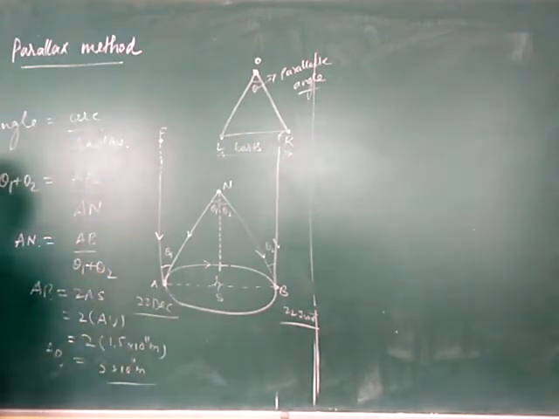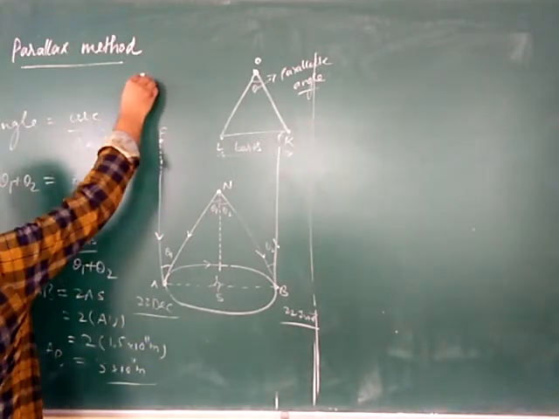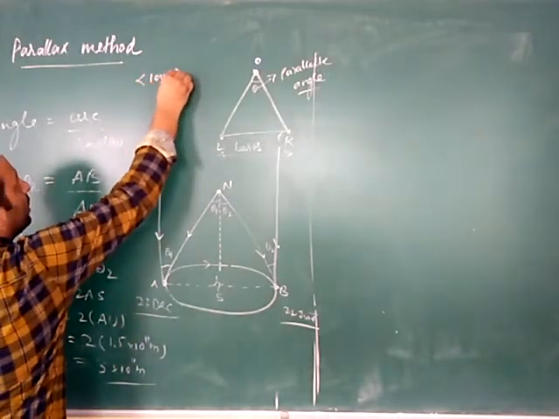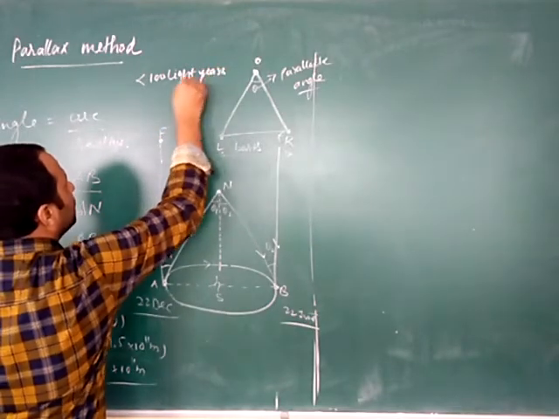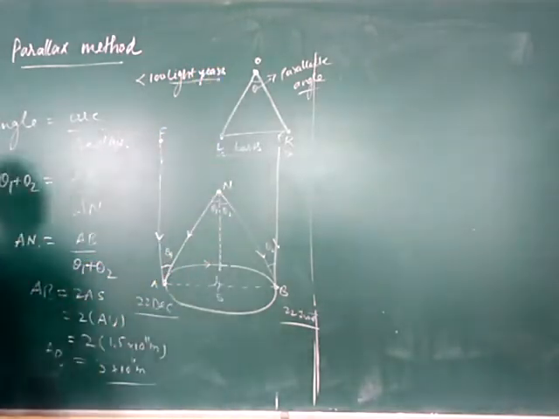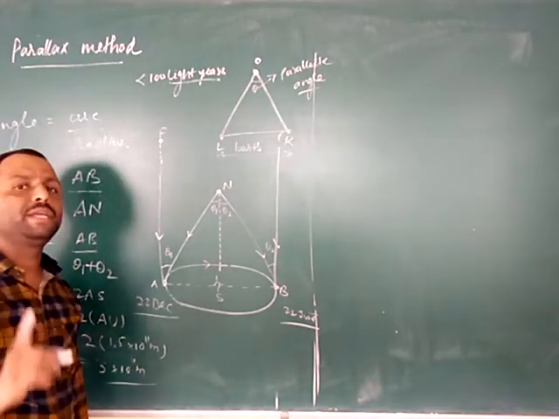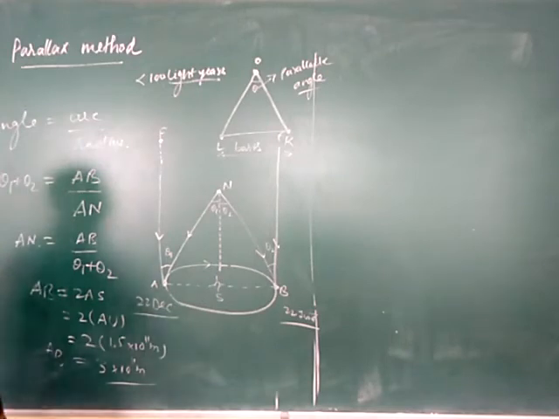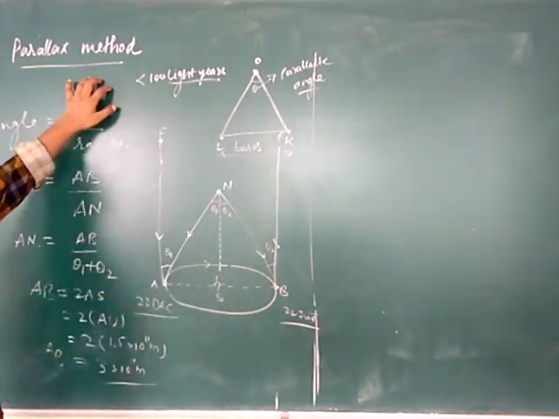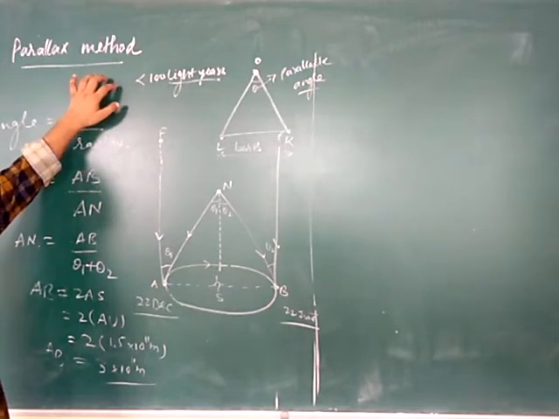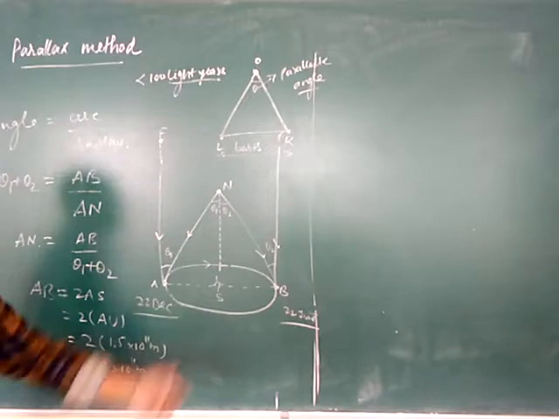This method has one limitation also. This method is generally employed when the distance is less than 100 light years. Now again you will ask, sir, what is a light year? Light year is actually a unit of distance. It is the distance traveled by light in 1 year. So when the distance is less than 100 light years, this method will be applicable. So what will happen if this distance is more than 100 light years?